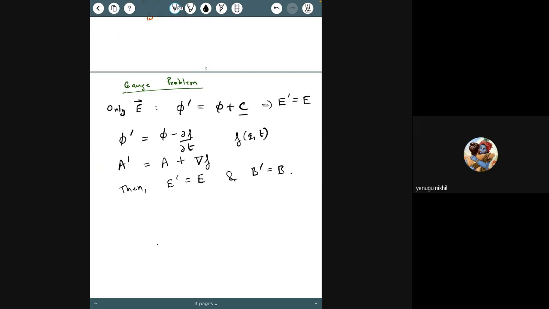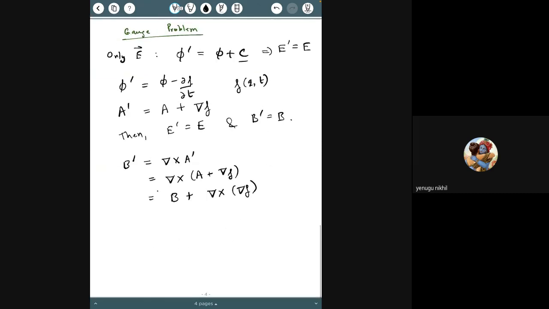And since we are concerned most with B, then let's look at B prime actually. So B prime is the curl of A prime. So it is the curl of A plus grad f. This is B plus curl of a gradient, and we know that this is 0. So B prime is equal to B. That's simple.